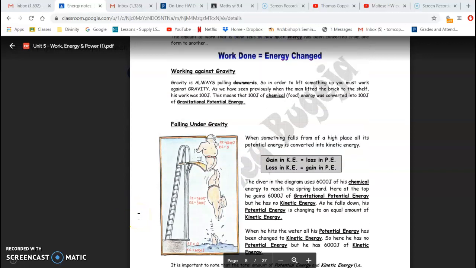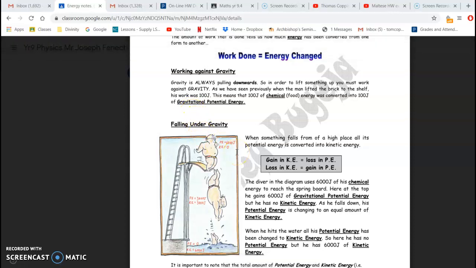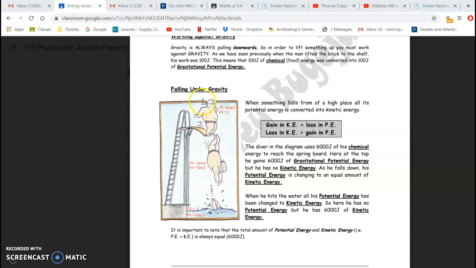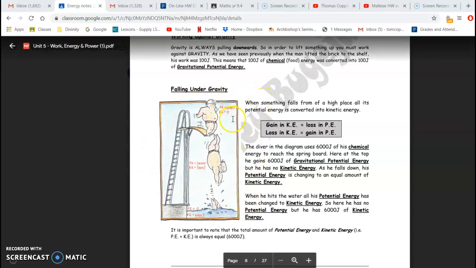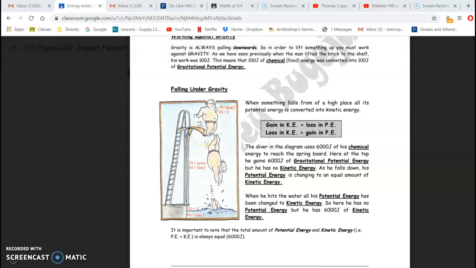So this is part two of the work, energy, and power lesson. So we stopped off at falling under gravity. Now this picture is showing a man on top of a springboard.